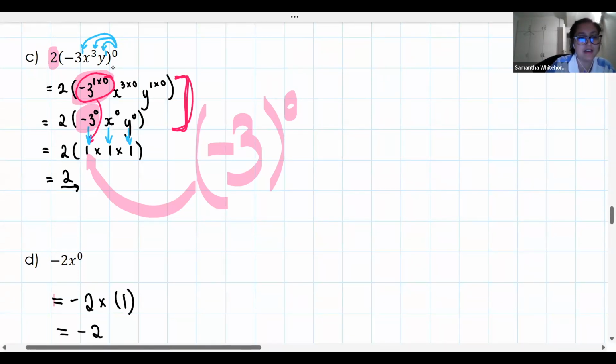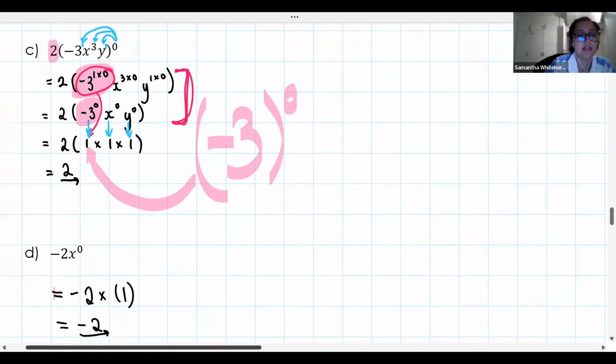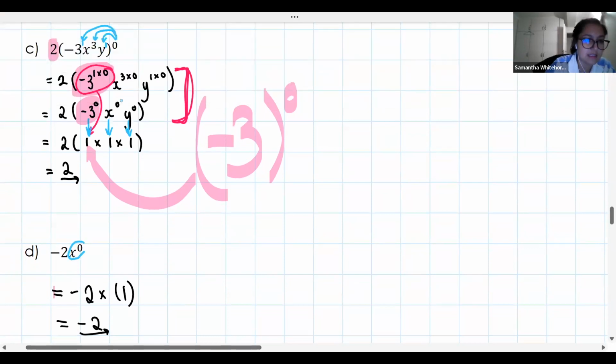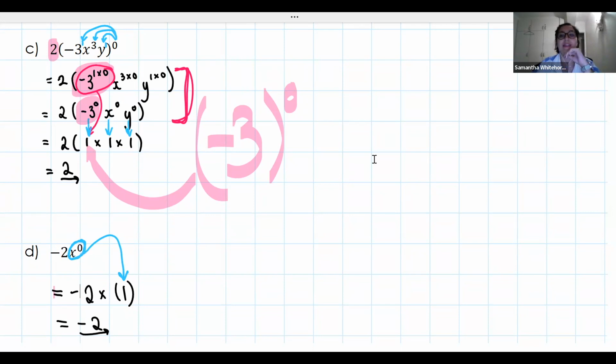Perfect. Well done. Okay, so guys, importantly there, what we need to see is that it is only the x that has the power of 0. There's no brackets like in the last examples. So it's only x to the power of 0, which is why we get 1 there. We've then got the -2 times the 1. And so exactly as Boitu said, -2 is our answer.